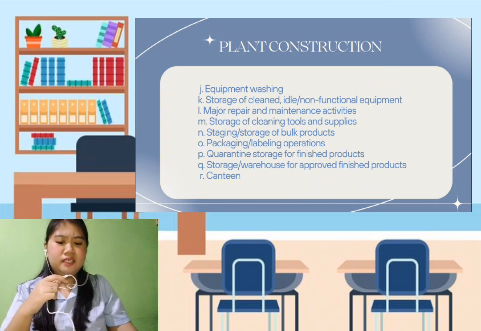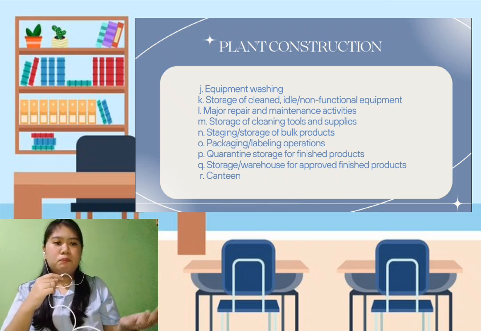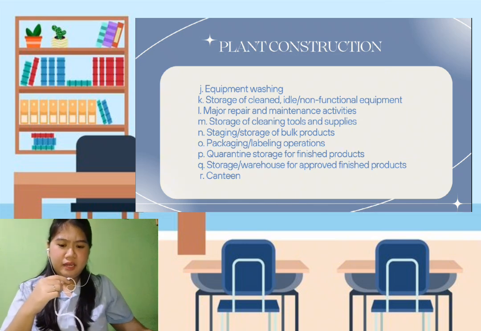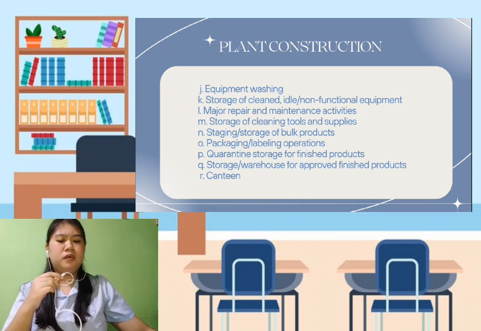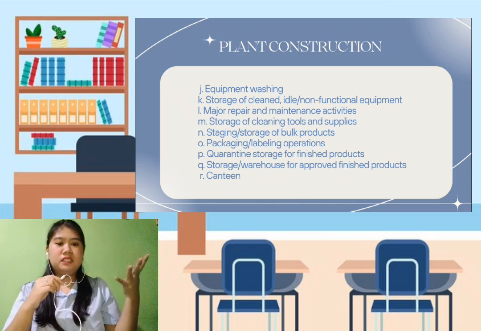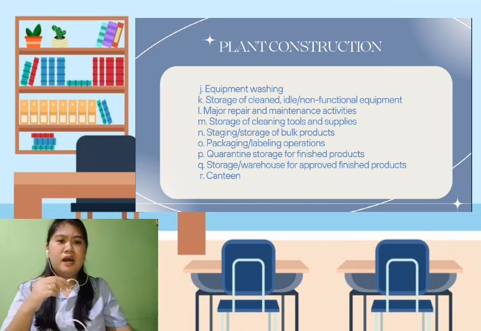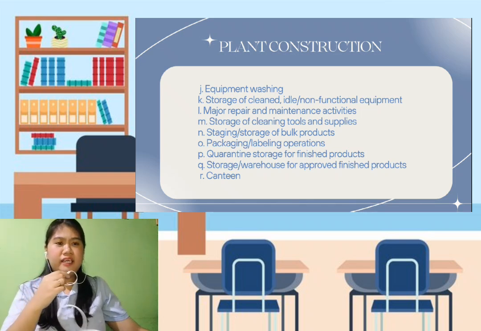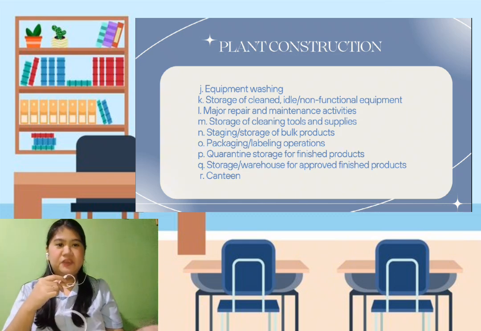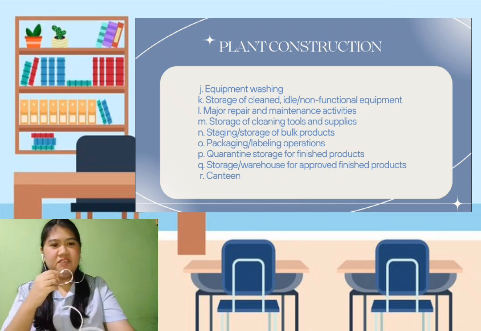P is quarantine storage for finished product. So, dito naman yung storage ng mga tapos na yung mga products, dito na dinadala yun. And for Q is storage or warehouse for approved finished product. So, doon naman sa designated room na yun, doon na nakalagay, naka-organize yung mga approved finished product. And lastly, the letter R is the canteen. So, alam niyo naman na siguro kung ano yung canteen. So, syempre, doon kumakain yung mga employees and personnel.